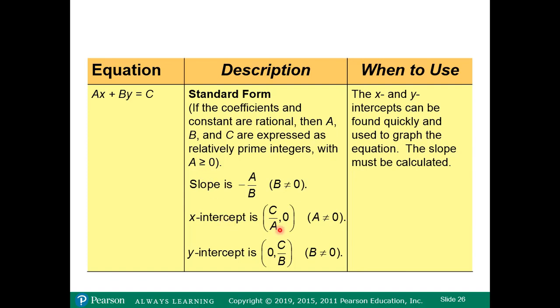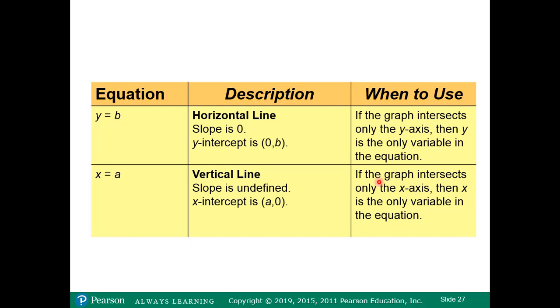Okay, so now the x-intercept is always going to be c divided by a, comma 0, and the y-intercept is always going to be 0, comma c over b. Okay, and again, in both cases, we cannot have 0 in the denominator. So when to use? Well, the x and y intercepts can be found quickly by just replacing the appropriate variable with 0. Okay, and it's used to graph the equation. The slope must be calculated though.